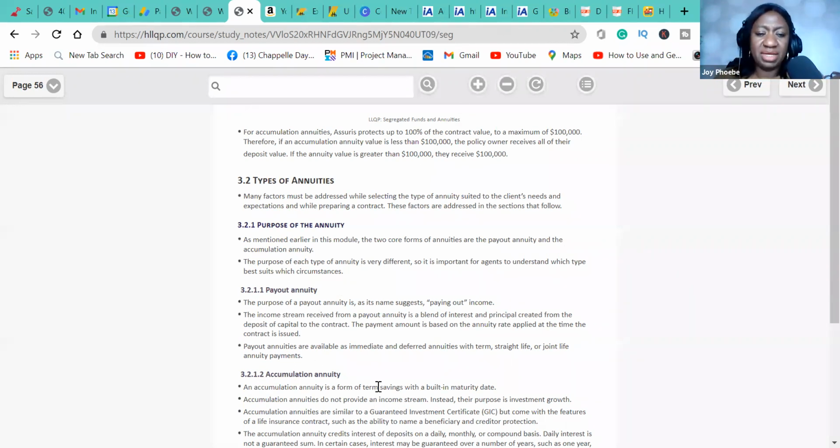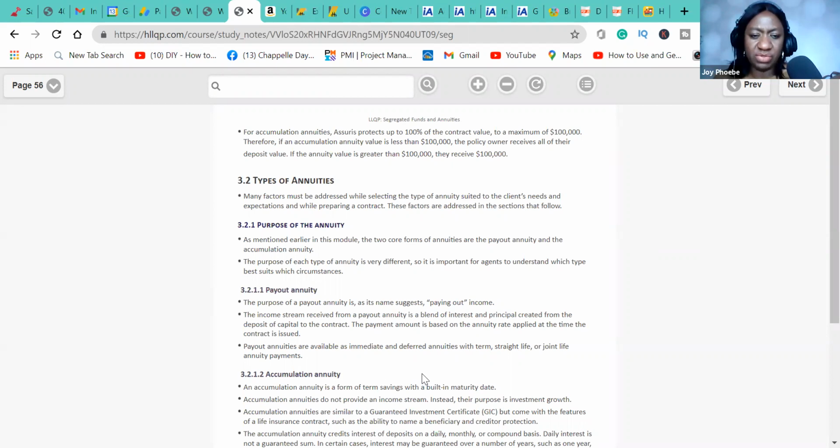Also there are payout annuities. A payout annuity is one where the purpose is to receive a steady stream of income. For someone like in the example that I gave, someone who takes early retirement and wants the security of knowing that every month a specific amount is coming in, that individual can look at payout annuities, which bring a steady stream of income.